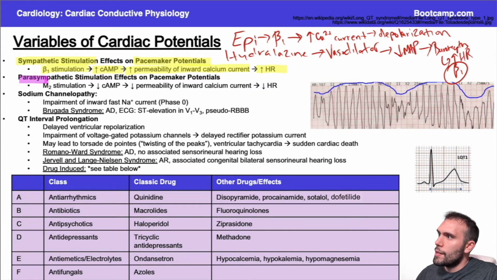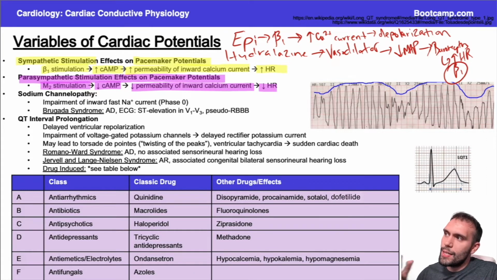Now, if you had parasympathetic stimulation, on the other hand, this is going to be the opposite. Parasympathetic stimulation is going to be more of your vagal tone, and that's primarily through the M2 receptors, decreases in cAMP, just the opposite. Decreased permeability of inward calcium current lowers the heart rate. Now remember that sympathetic stimulation doesn't just affect the heart rate. I'm just talking about the heart rate because we're talking about pacemaker potentials.